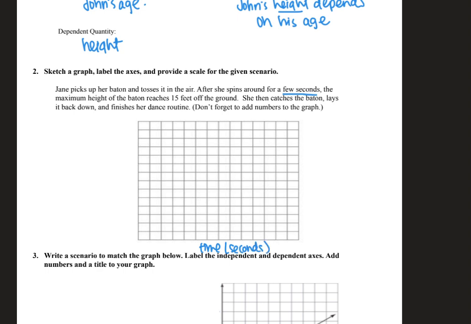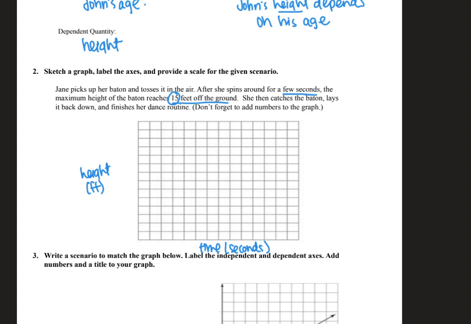And then the dependent quantity in this case is, so it says 15 feet off the ground, so that's going to be height, which is going to be measured in feet. So let's go ahead. It says, don't forget to add numbers to the graph. So we need to scale our axes appropriately. As we see, it's going to go 15 feet off the ground. So that means my y-axis needs to reach 15.